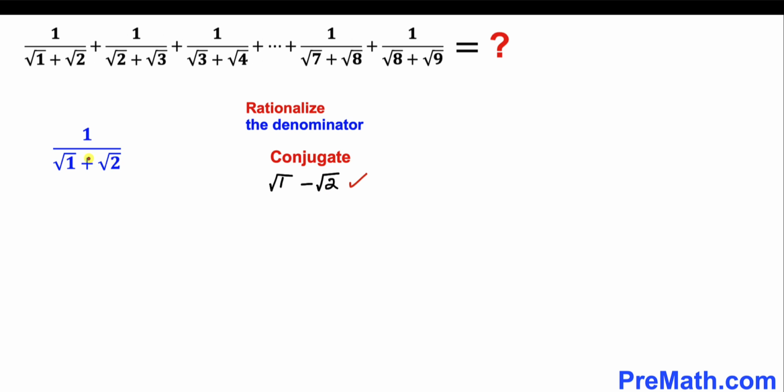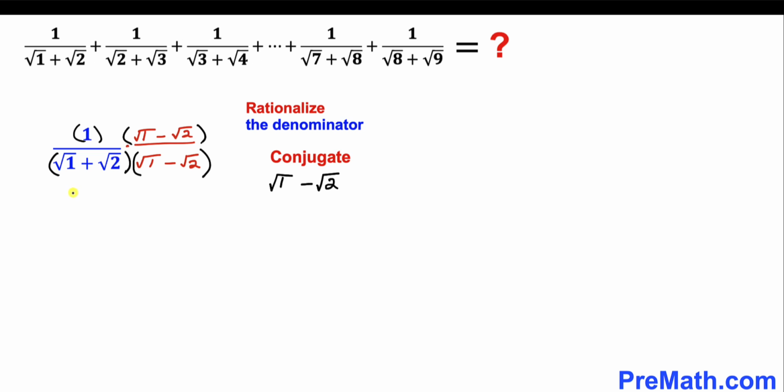We just simply switch this sign to negative. So let's go ahead and multiply and divide by square root of 1 minus square root of 2 divided by square root of 1 minus square root of 2. Let's go ahead and multiply the numerator together. Likewise, we're gonna multiply the denominators as well.